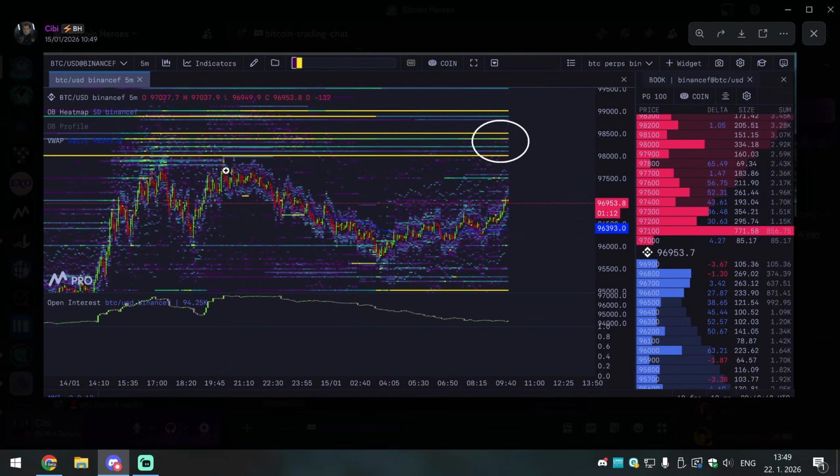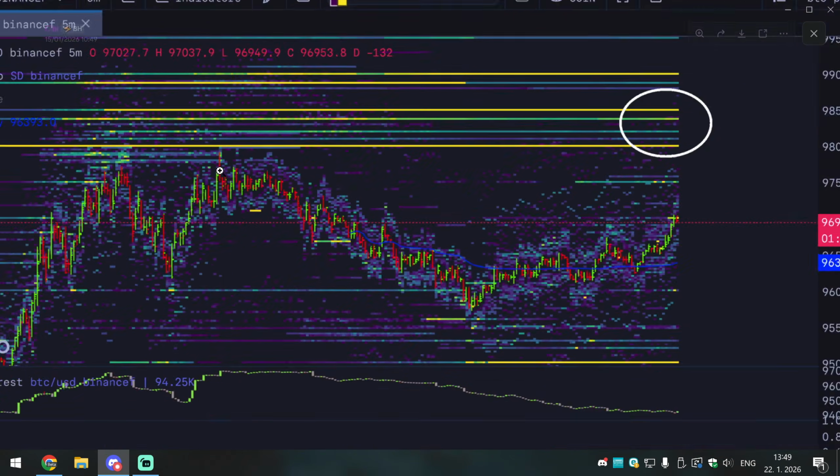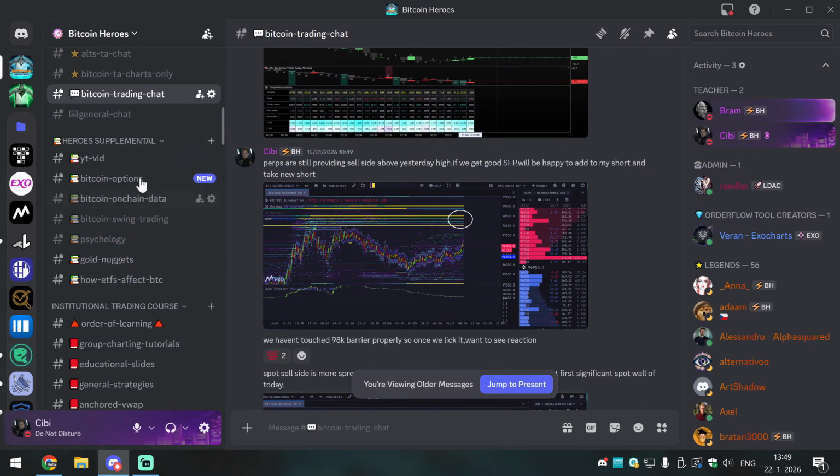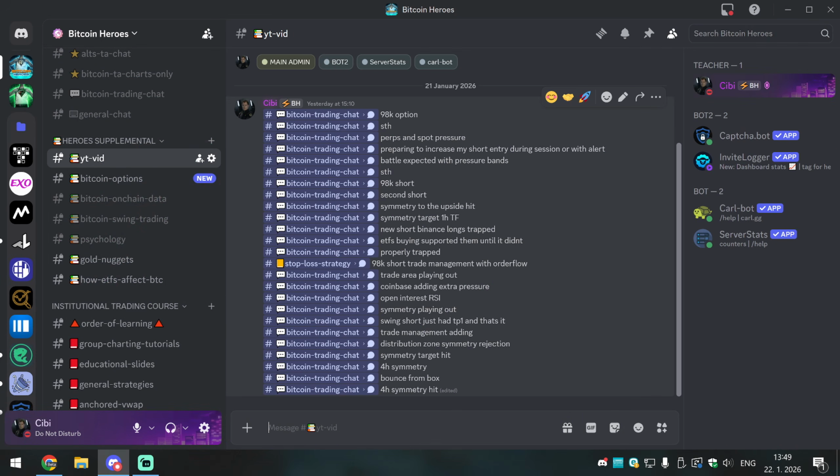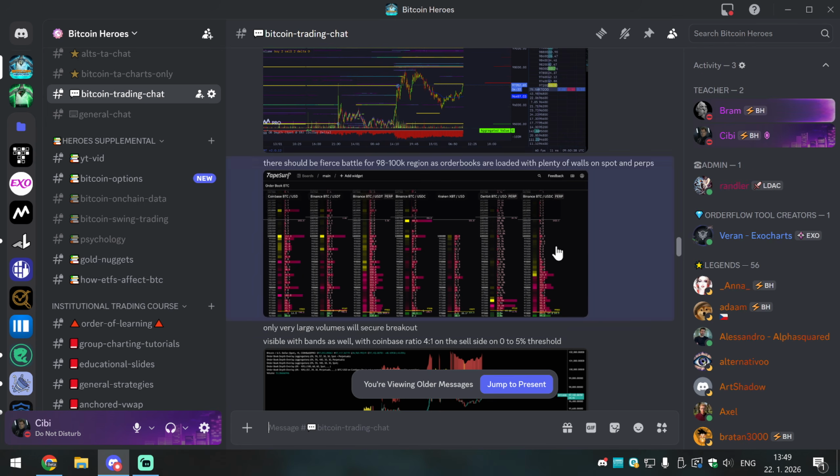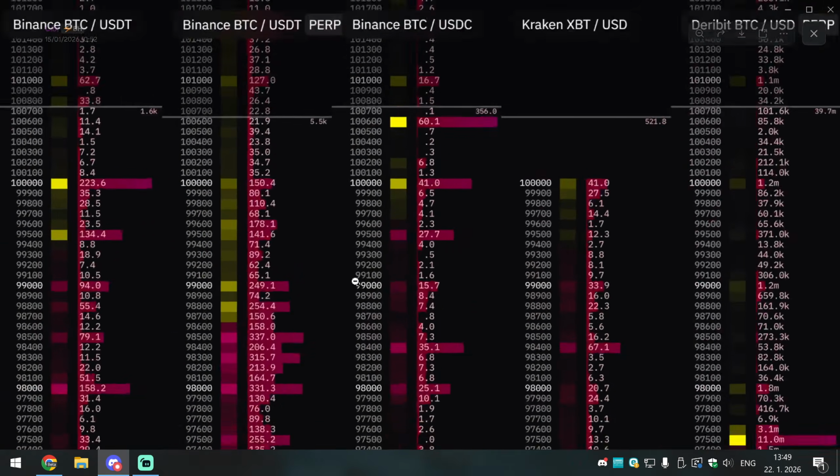Plus, of course, the execution of this trade was 98k. I think we already did a swing failure pattern here, so this was the first entry for the swing trade. Let me show you. STH here, battle, yep. And also this post here.